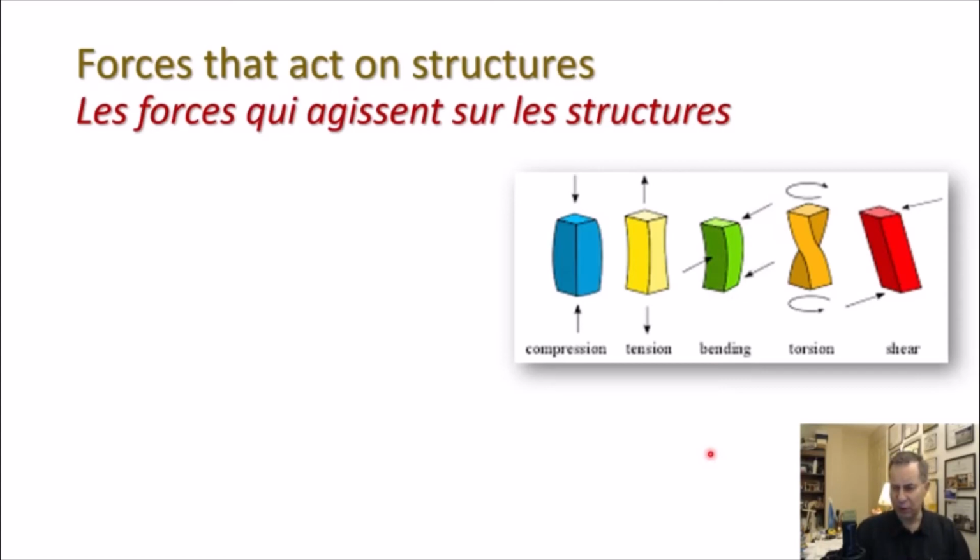The fourth type is called torsion. So basically, when you twist something, like when you tighten a screw, drive a bolt, or even run a pepper grinder, you're applying a torsional force to the pepper grinder.